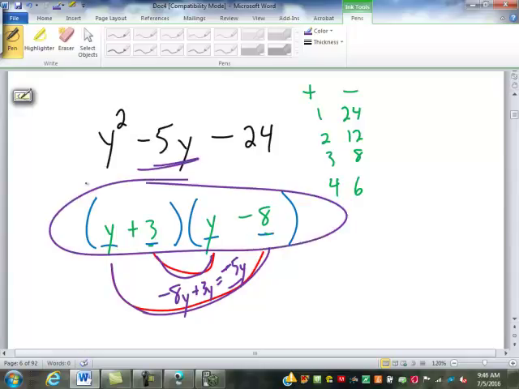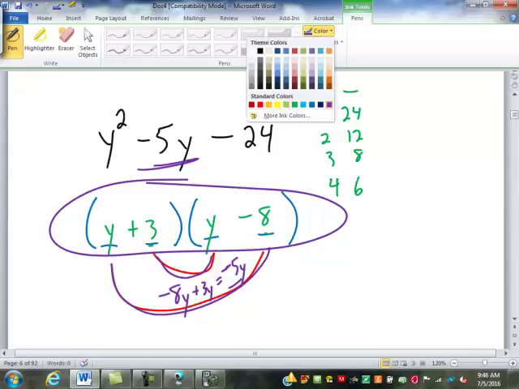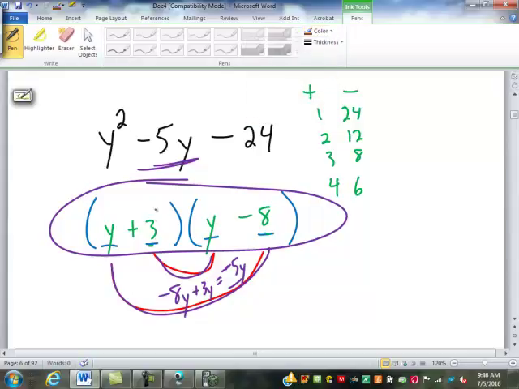So there it is. Anybody come up with that? So again, you see the pattern. These two have to multiply to make the negative 24, and they have to add to make the negative 5.